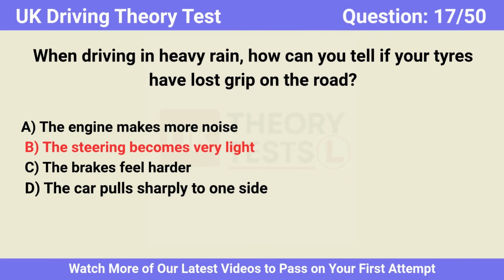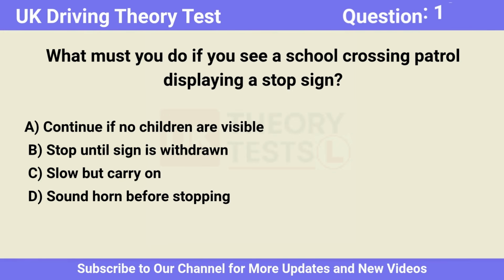Correct option is B. The steering becomes very light. What must you do if you see a school crossing patrol displaying a stop sign? A. Continue if no children are visible. B. Stop until sign is withdrawn. C. Slow but carry on. D. Sound horn before stopping.